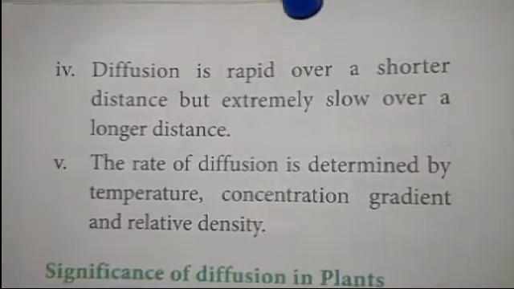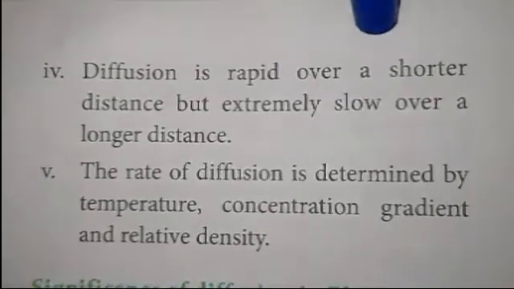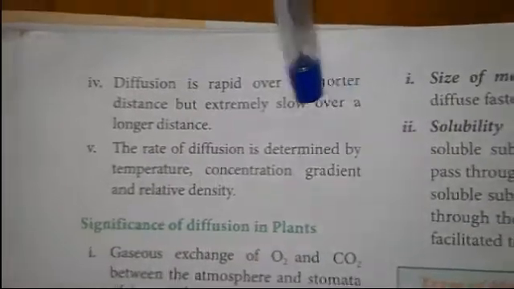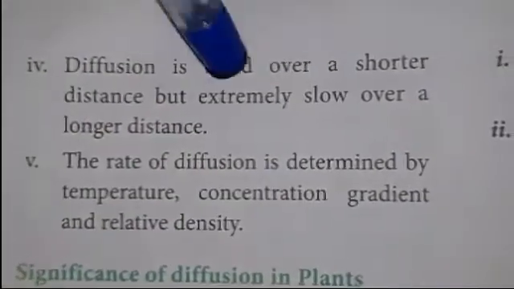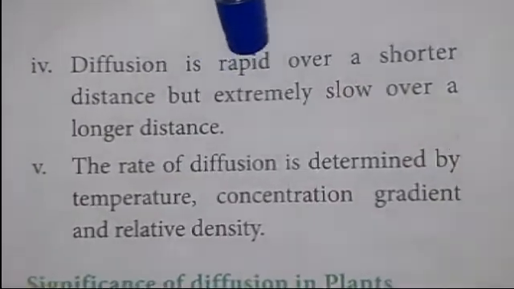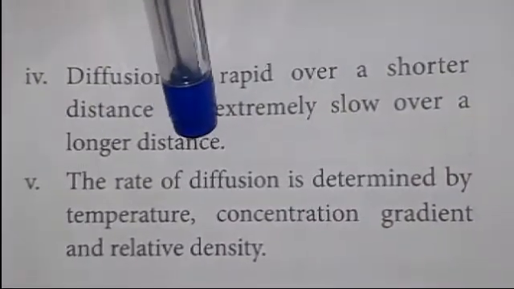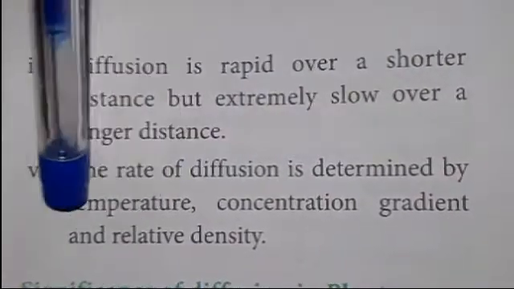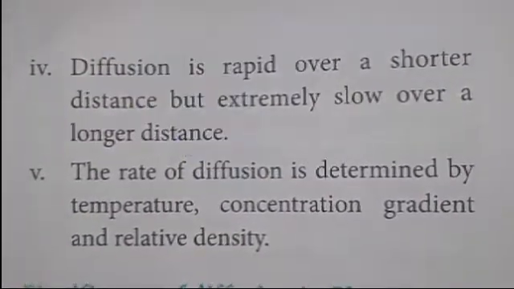Diffusion is rapid over a shorter distance. It takes place fast in a short distance but is extremely slow over a longer distance. The rate of diffusion is determined by temperature, concentration gradient and relative density of the substance.